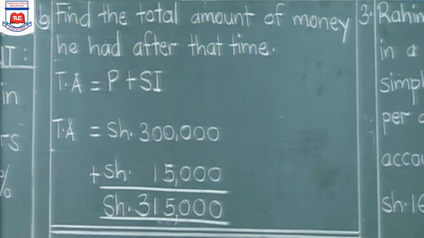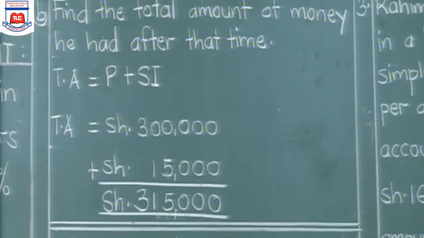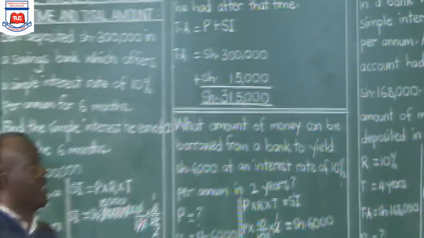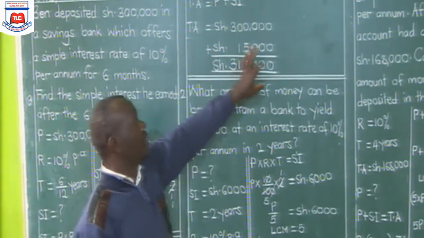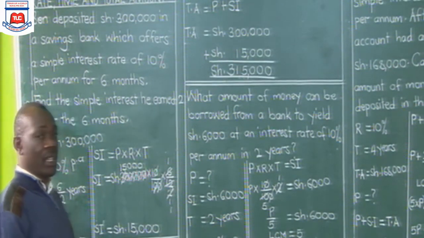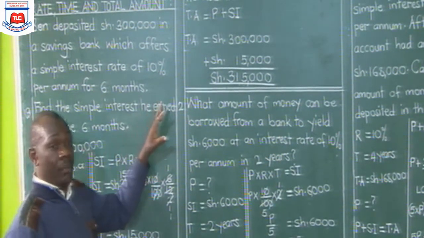So at the end of the day, or at the end of the 6 months, this man had a total of 315,000 shillings on his account. How did it come? He had earlier deposited 300,000 shillings, and after the 6 month period, it earned him, or yielded him, an interest of 15,000 shillings to total up to 315,000 shillings total amount. That's how we answer questions A and B.